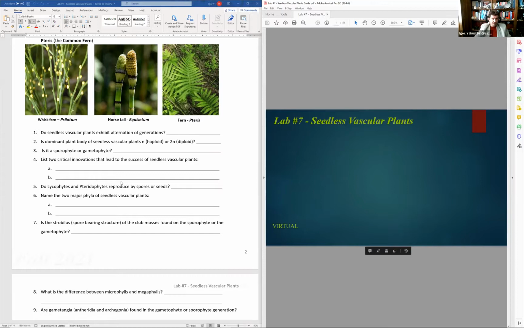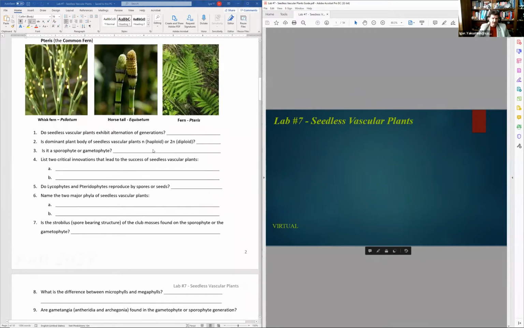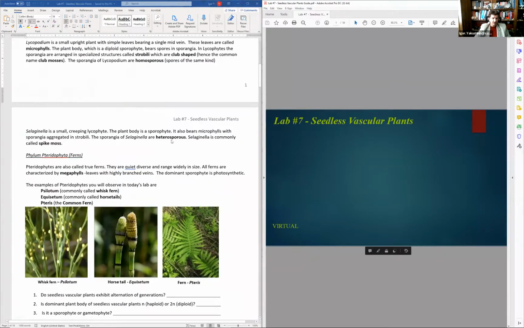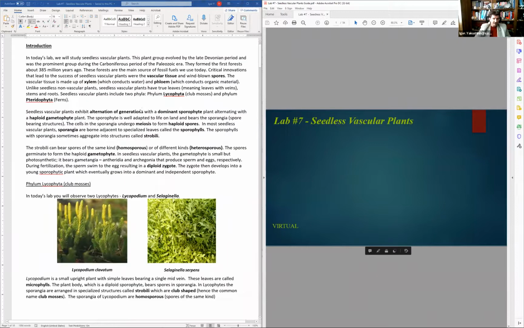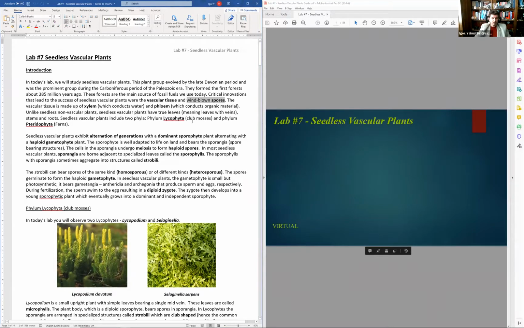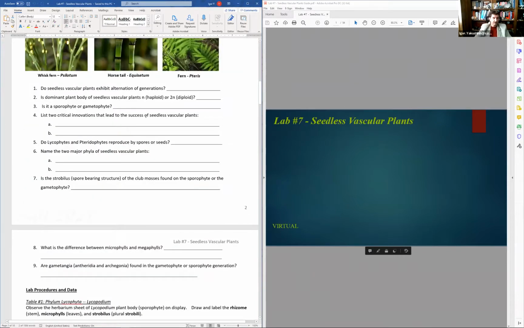Sporophytes are diploid. What is the critical innovation that leads to the success of the seedless plants? You can find it somewhere around here, right? So we are talking about vascular tissue and the windblown spores. This is where you can find that, but vascular tissue is the predominant thing.